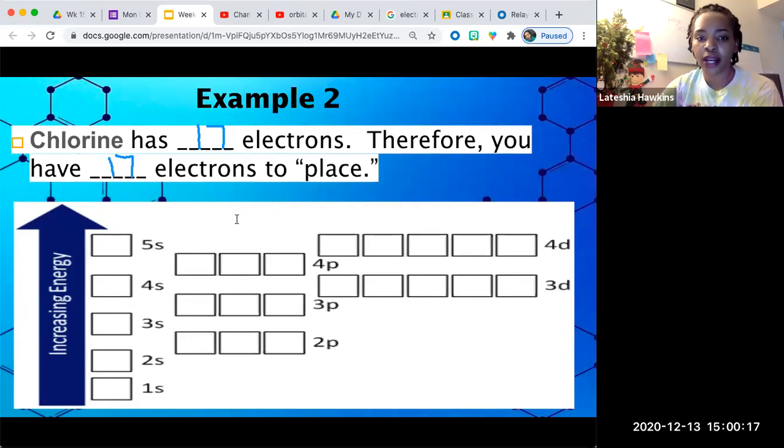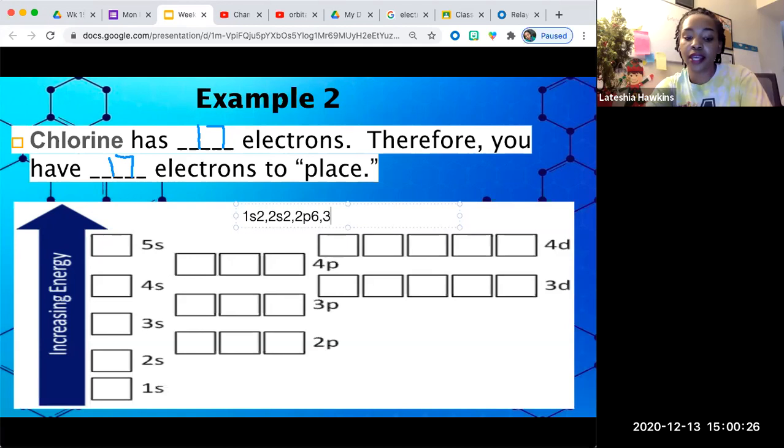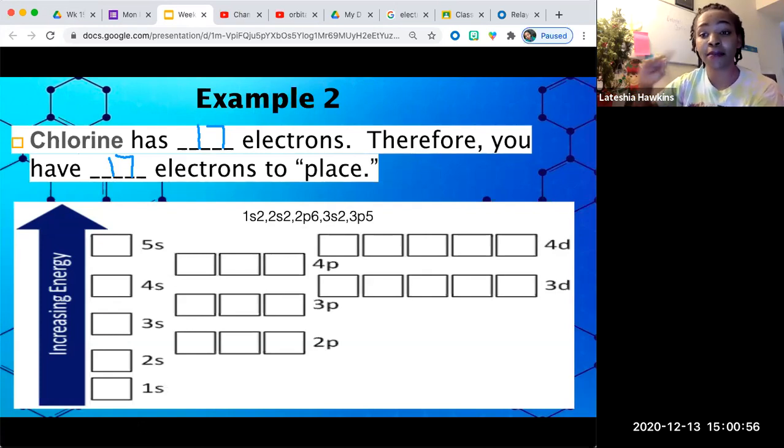If it helps, you can write out the configuration for chlorine here: 1s2, 2s2, 2p6, 3s2, 3p5. Writing out the configuration isn't mandatory, but it does help you understand at least where your arrows should go. So now, let me draw that configuration on my orbital filling diagram. I have 17 to go. Lowest orbital first, opposite and paired, as many with the same spin as possible, so fill your up arrows first.